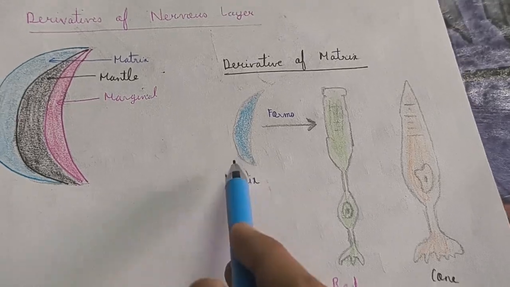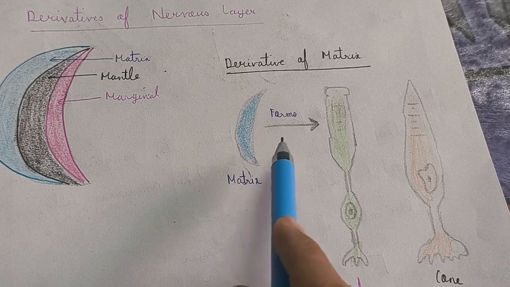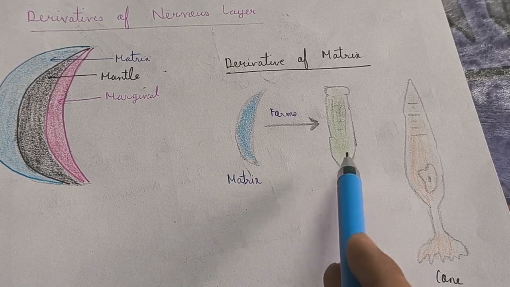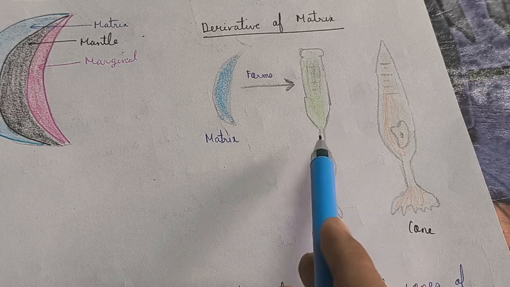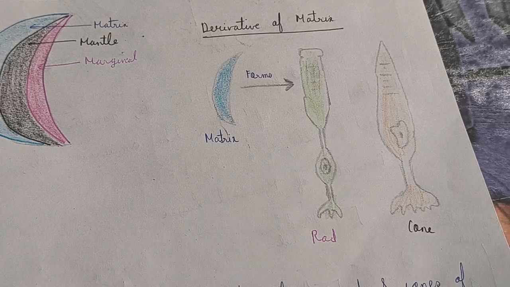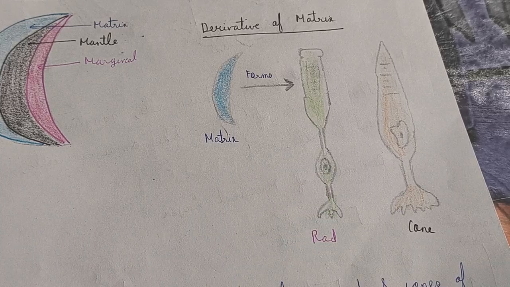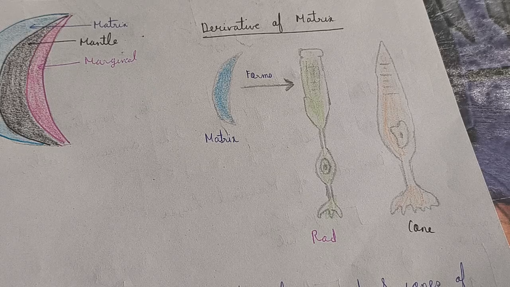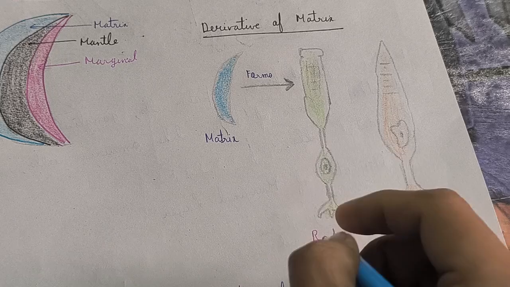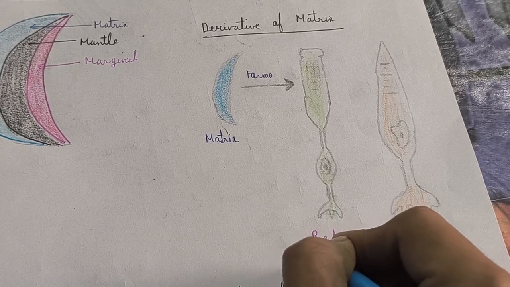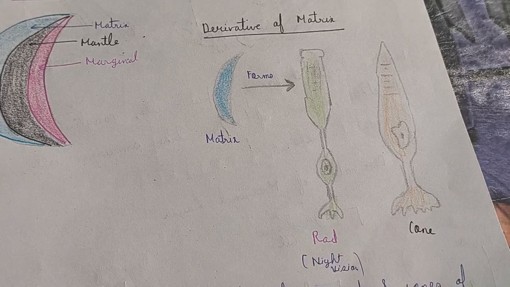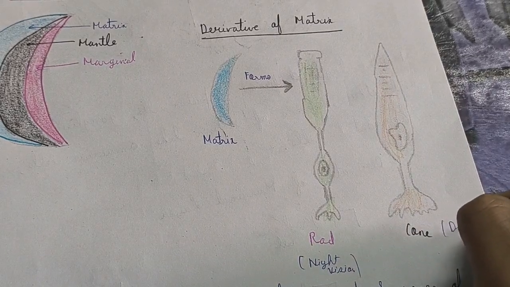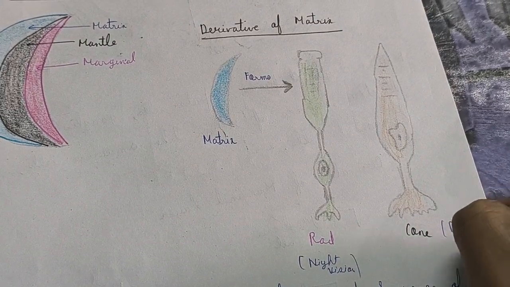You can see that the matrix forms two important cells, basically rods and cones, and you know that these rods and cones in normal humans help in vision. Rods are responsible for night vision, and cones are responsible for day vision, daylight vision.